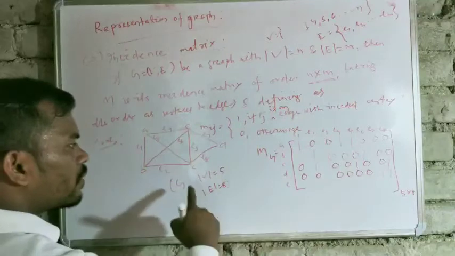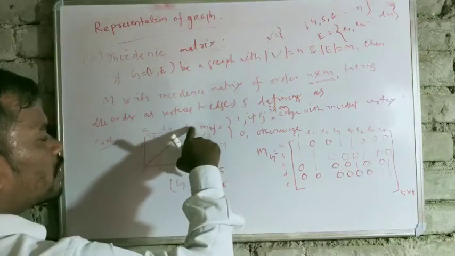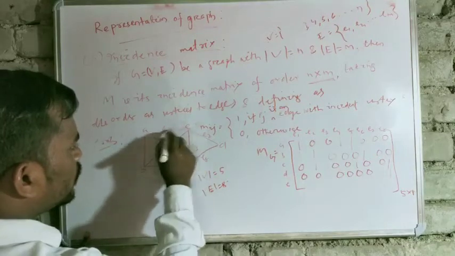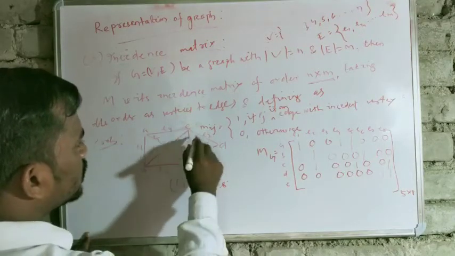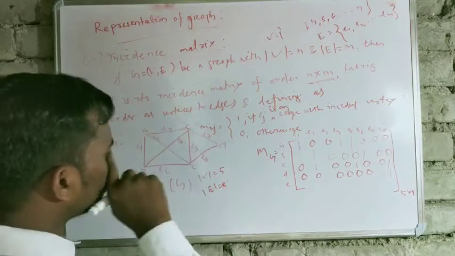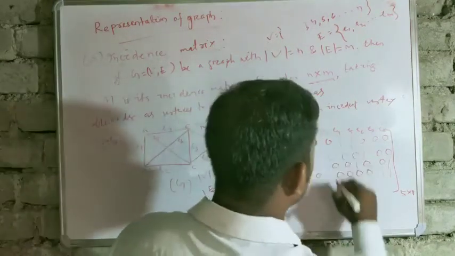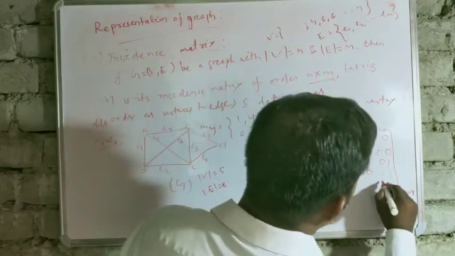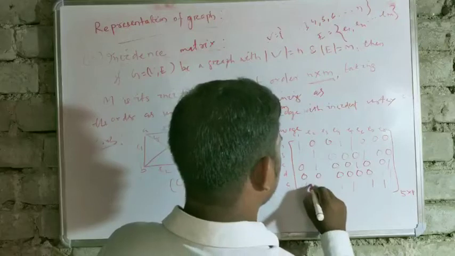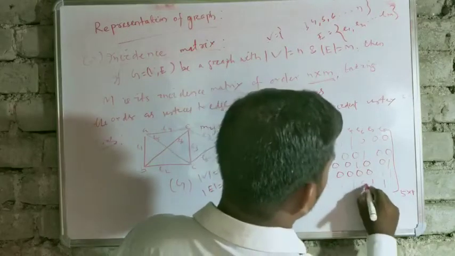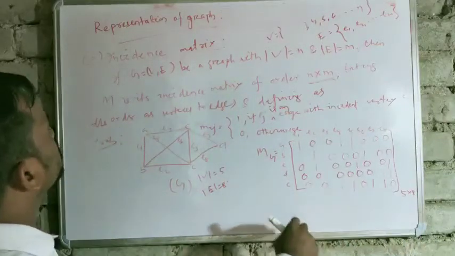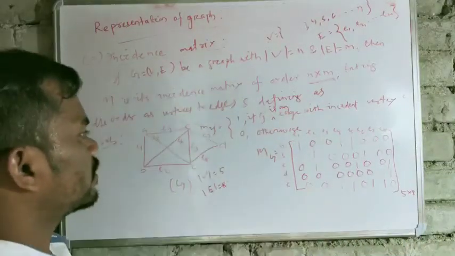Now for fifth row, and the vertex E is the incident vertex of which edges? E3, E4, E6, E7. 3, 4, 6, 7, and rest are zeros. So this is your required incident matrix.